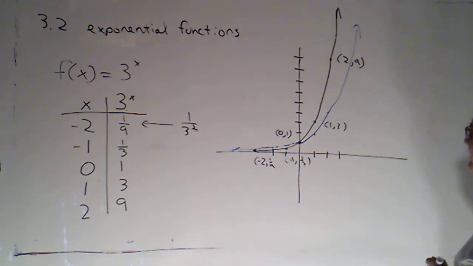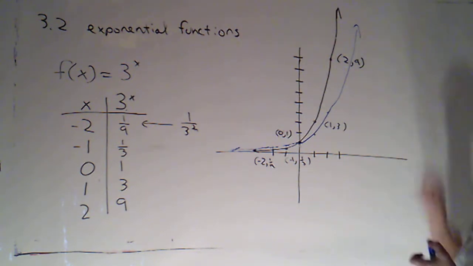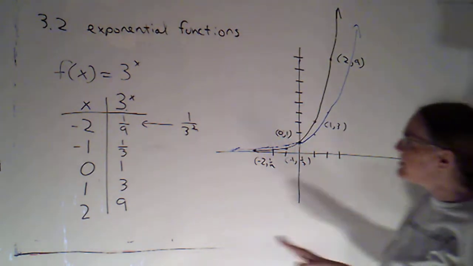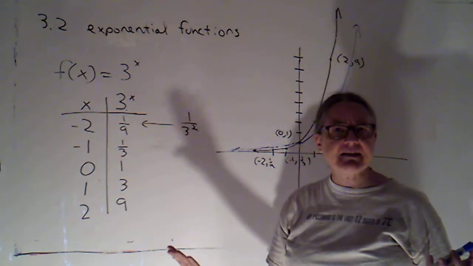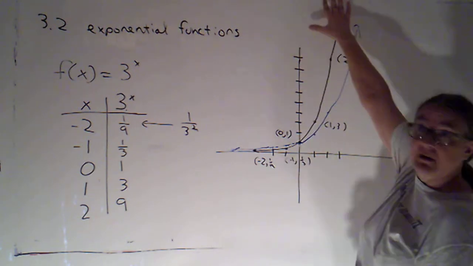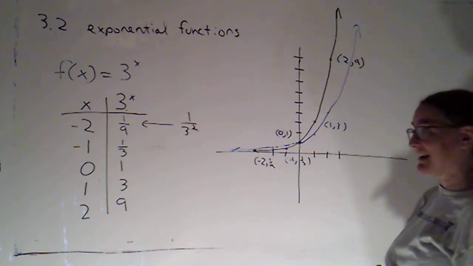Okay, excellent. So it looks like we're getting the same sort of basic shape, even though we've got a different base. And I could see if I were to do 4 to the x, I expected I would get something similar. It would just be going up even faster on the right-hand side.